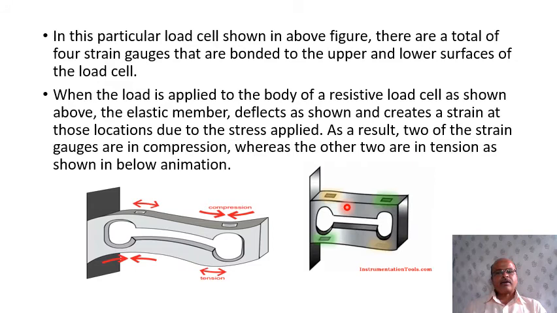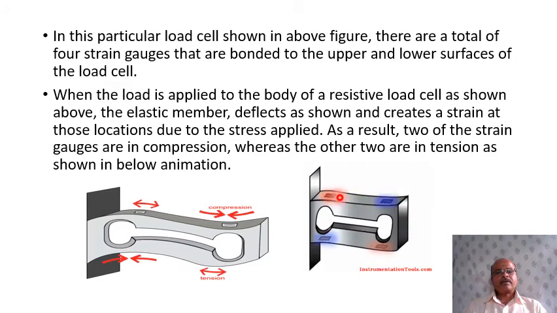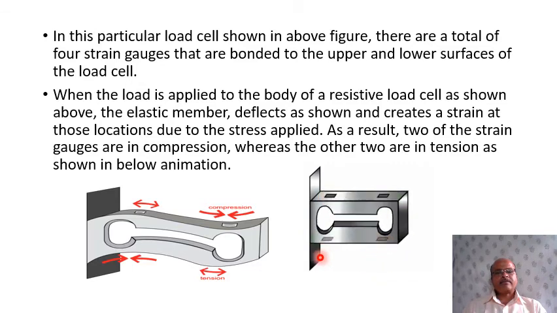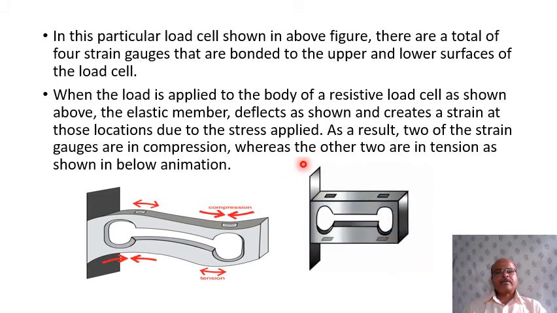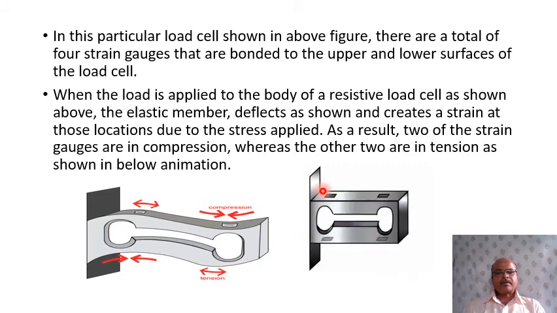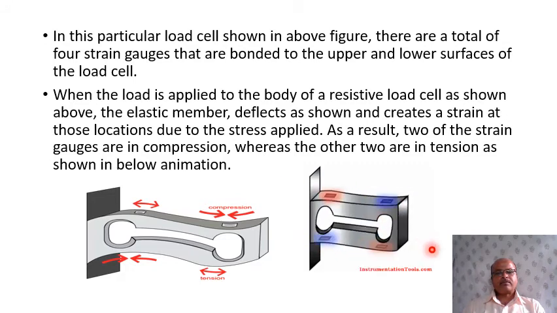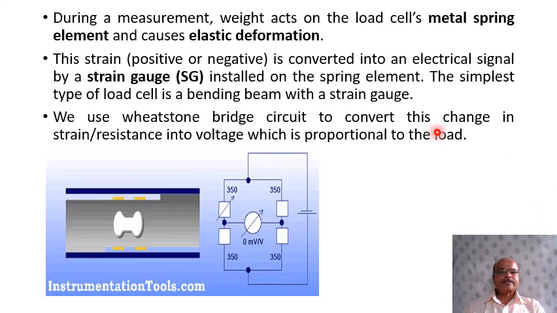So here two are in a compression mode. When they are in compression, the resistance decreases, and when there is tension, the resistance increases. Okay, whereas the other two are in tension as shown below in the animation. So when it goes to the upper side, there is compression, and when it goes to the lower side, there is tension. Okay, stretching is there.